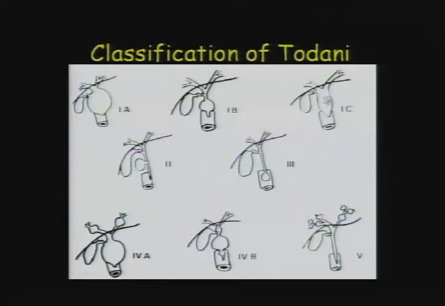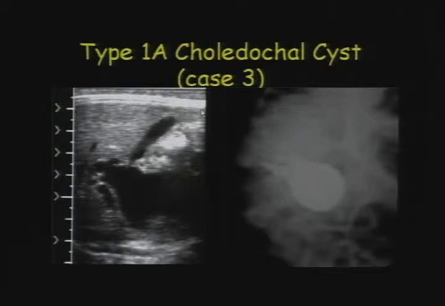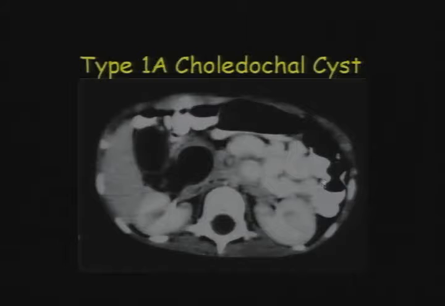Type 1s are the most common, where there's fusiform dilatation, and here's an example of that, which is my case 3, where you can see fusiform dilatation of the common duct. Here's the gallbladder. Here's some mild dilatation of intrahepatic ducts. Here's an intraoperative cholangiogram showing the same thing, and here it is at CT. Here's gallbladder, and here's the choledochal cyst.